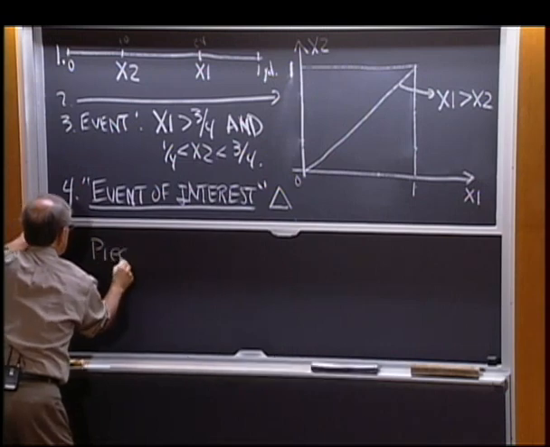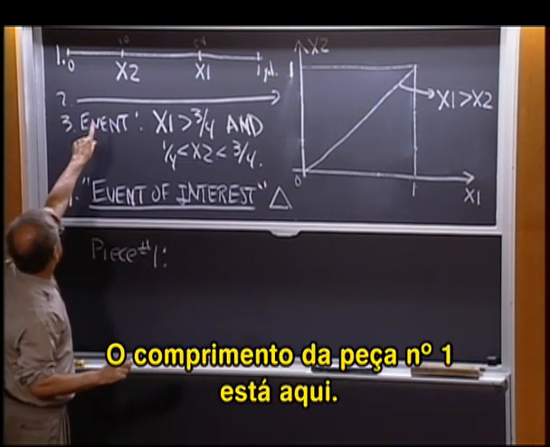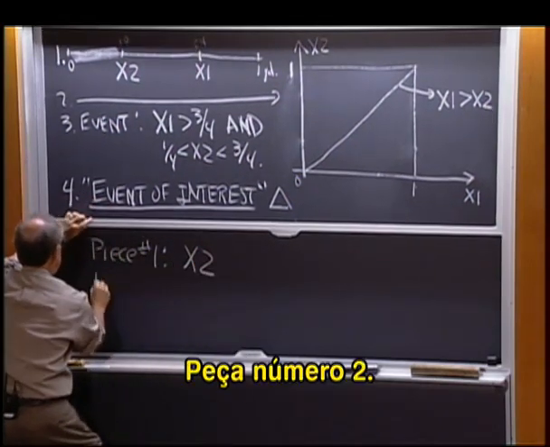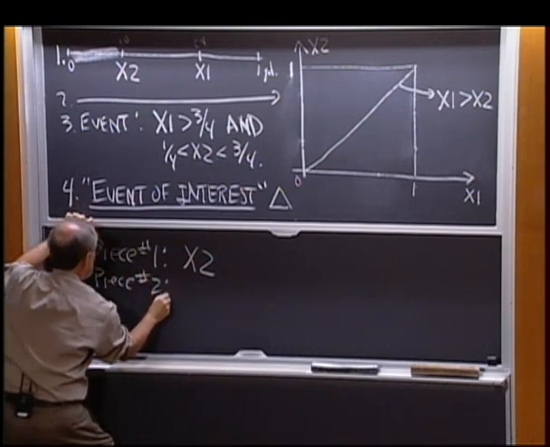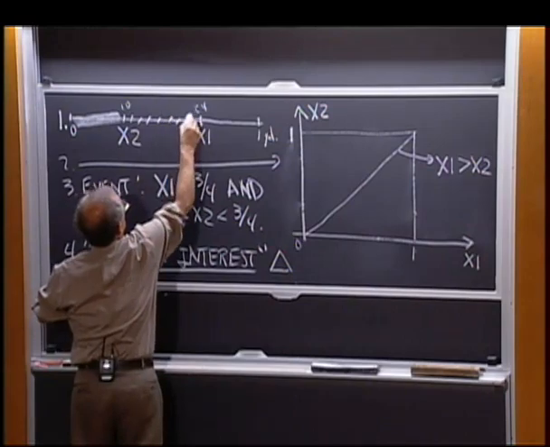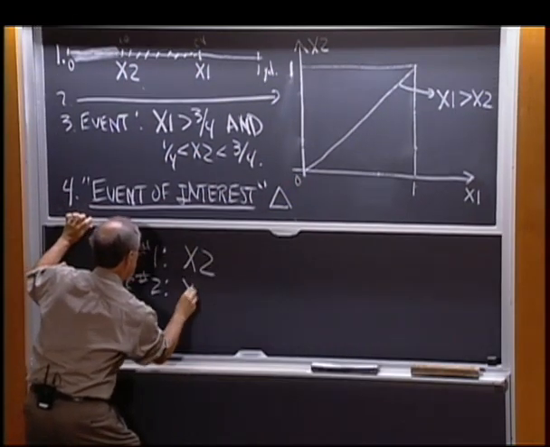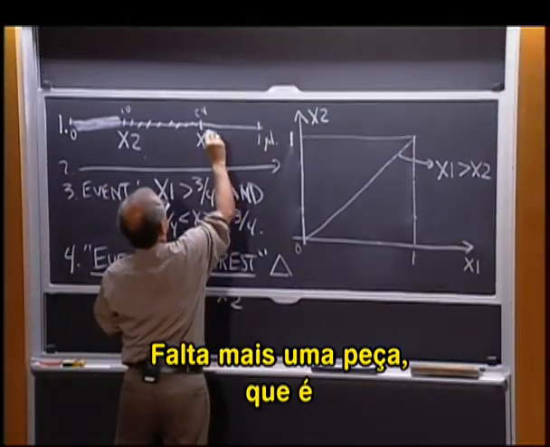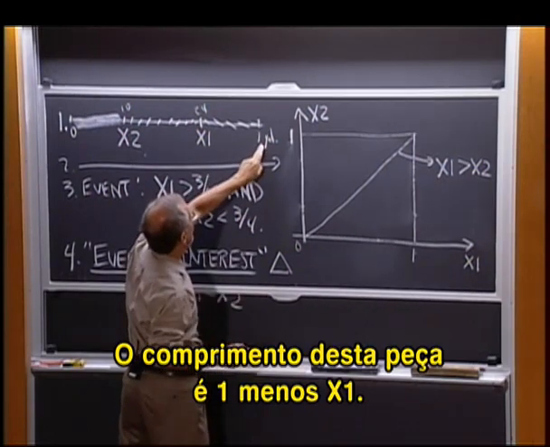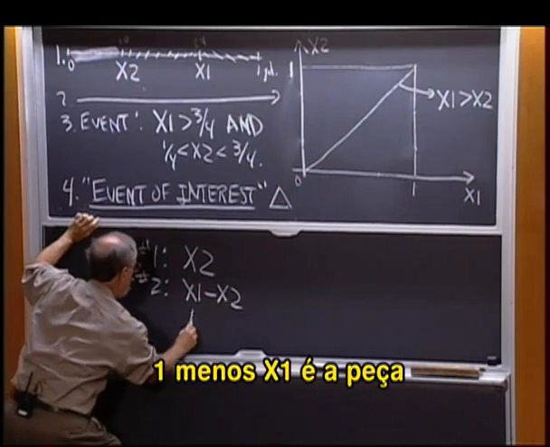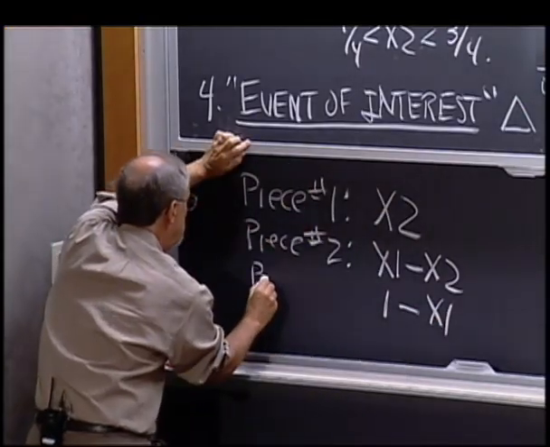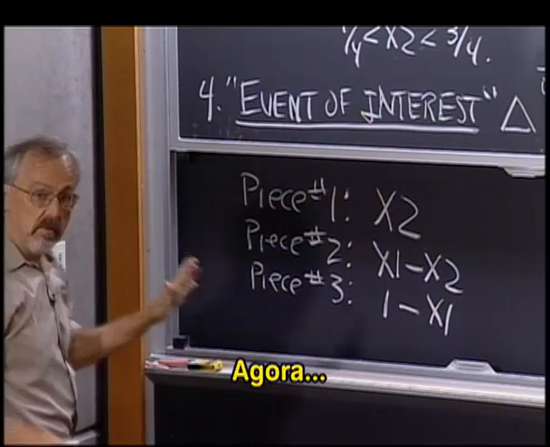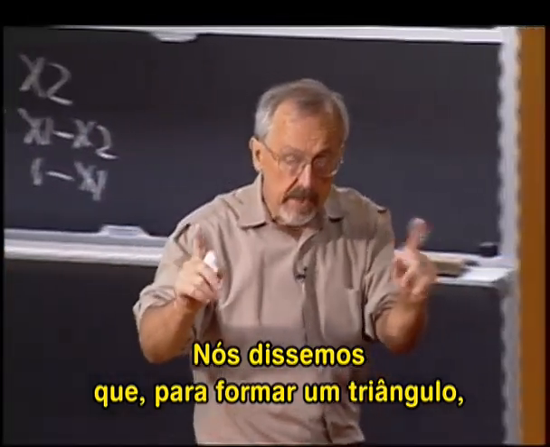So piece number one, the length of piece number one is just right here, x2. Piece number two, the length of piece number two is x1 minus x2. Got that? Okay. Now we have one more piece to go, and that is this one right here. The length of this piece is 1 minus x1. 1 minus x1 is piece number 3.